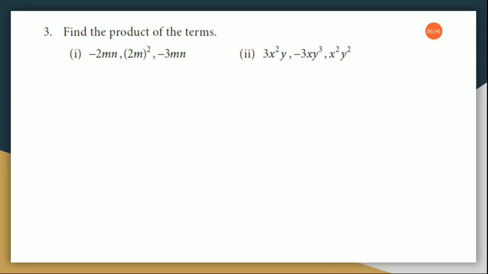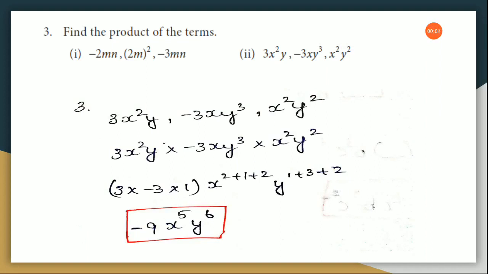Now, third sum, find the product of the terms. The question is, you are going to find the product, that is, you are going to multiply all the three values and write. Now, let me solve the second subdivision. First, I am going to multiply all the three terms. In order to do that, you have to introduce this multiplication sign in between these three terms. Okay, then I am going to multiply all the numbers separately, and then x bases I am going to take.